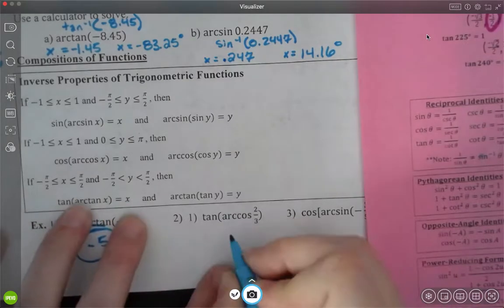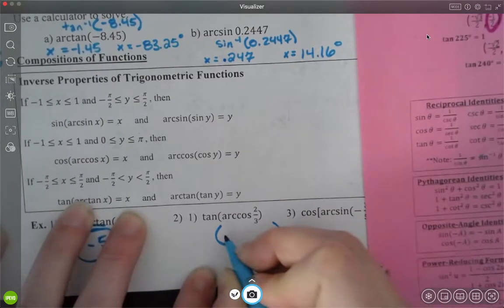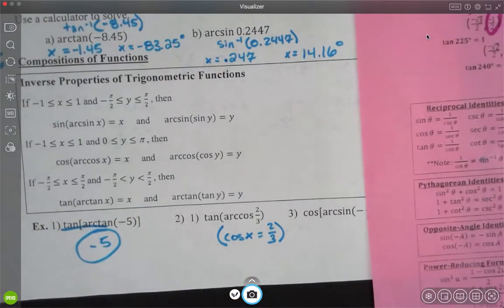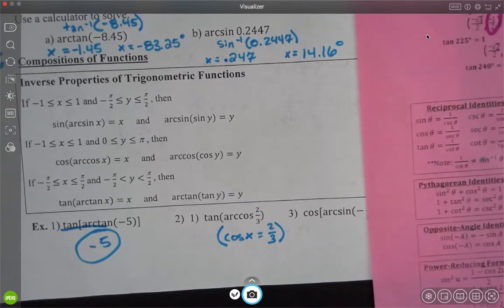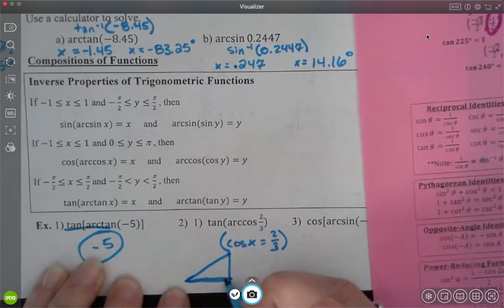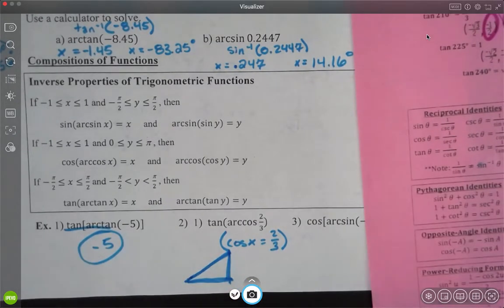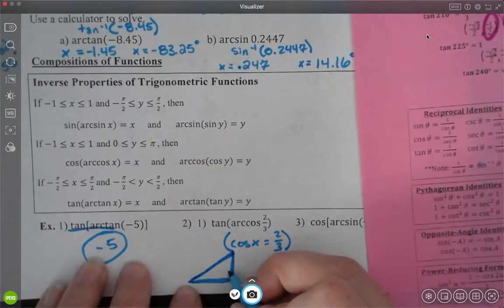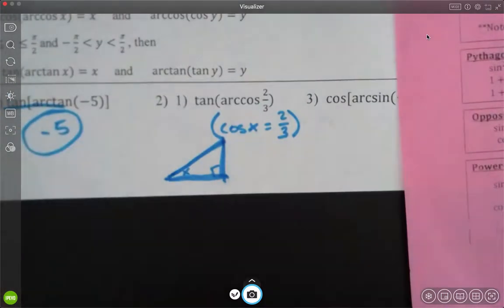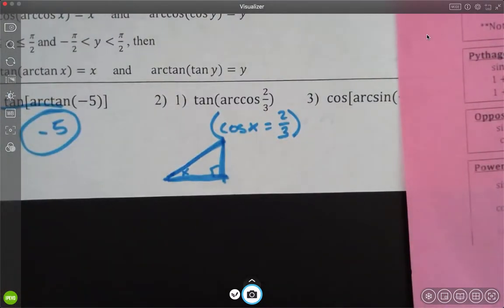Let's focus on just this. The part in parentheses says that cosine of some x value is 2/3. And I don't have a 2/3 on my unit circle, right? So let's draw what it looks like. Let's make a triangle so that cosine is 2 over 3. If it's positive, I always just put it in the first quadrant. This is my right triangle in the first quadrant, and this is my angle x. So cosine of that x is 2 over 3.